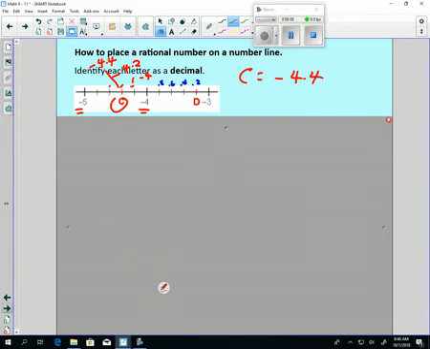Likewise, going this way, we have 3 to 4 plus 2, 0.2, 0.4, 0.6, 0.8. So this one's going to be -3.2.